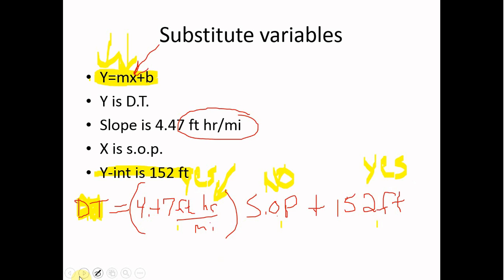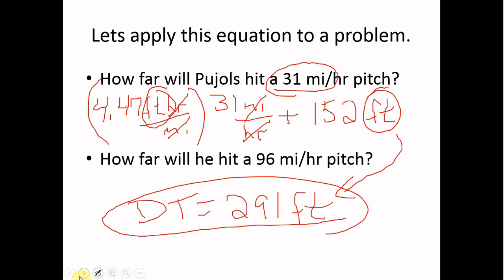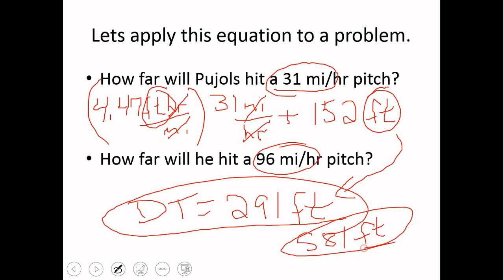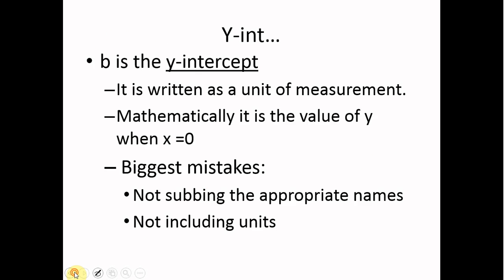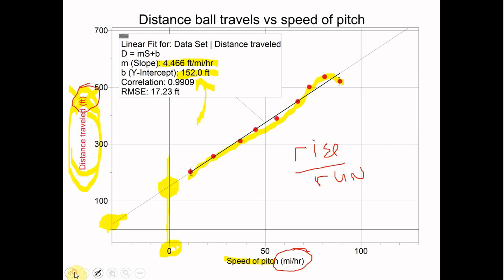All right, do the same thing for the second part. You can try that out. And the answer for the 96-mile-an-hour pitch is 581 feet, which, again, may or may not be reasonable. We're kind of getting to the edge of where this graph is accurate. Because if you notice here at 90, here's 90 down here, you come up, and this part of your graph is not quite as accurate as the beginning part of the graph. So, again, we would probably asterisk that data from there.